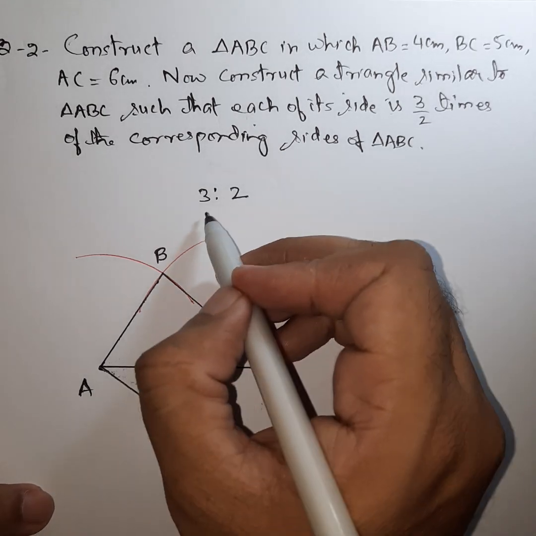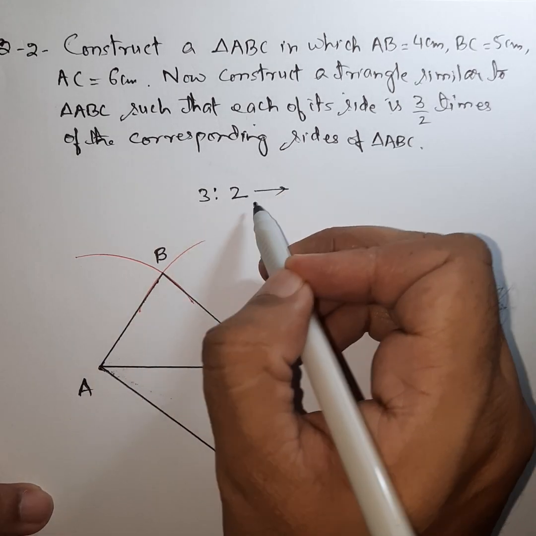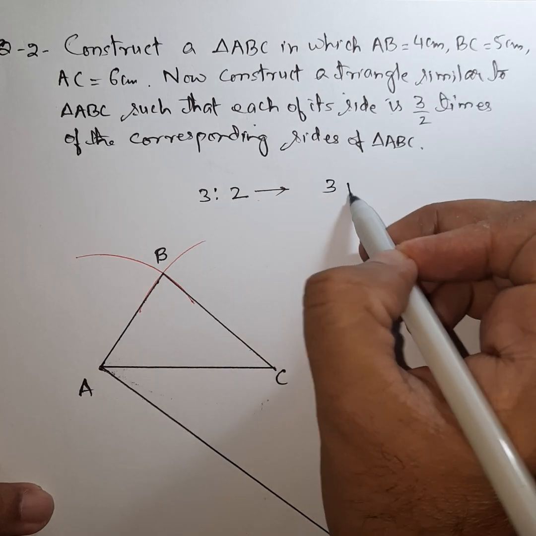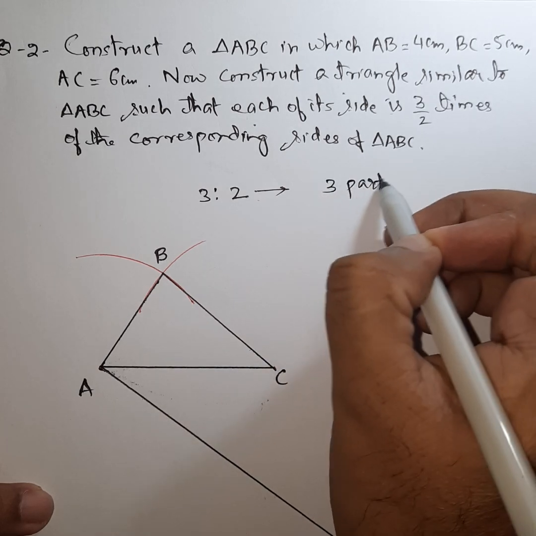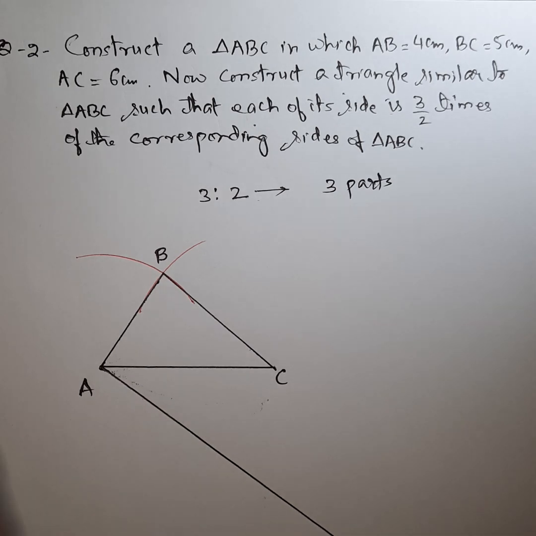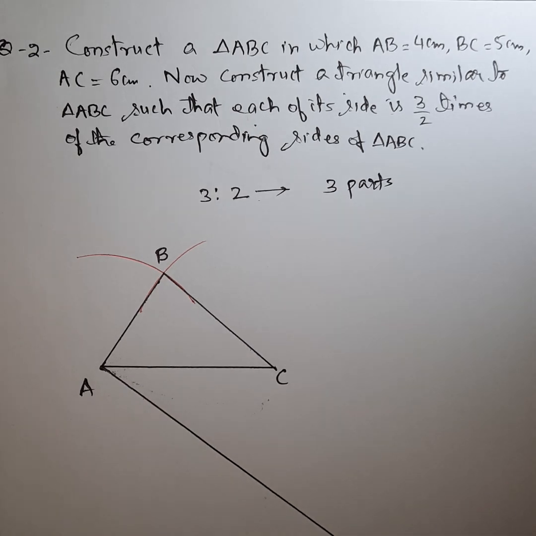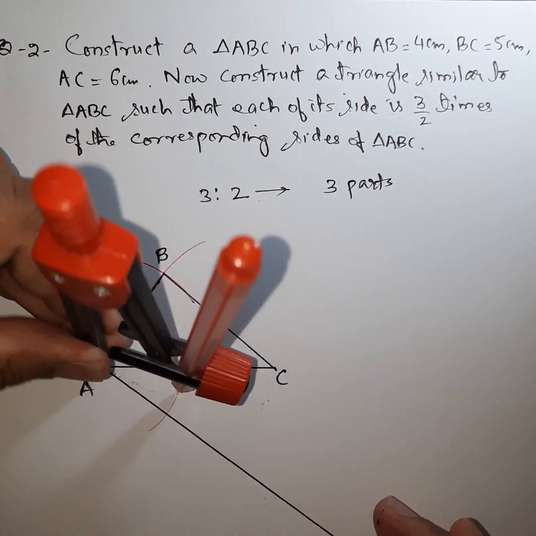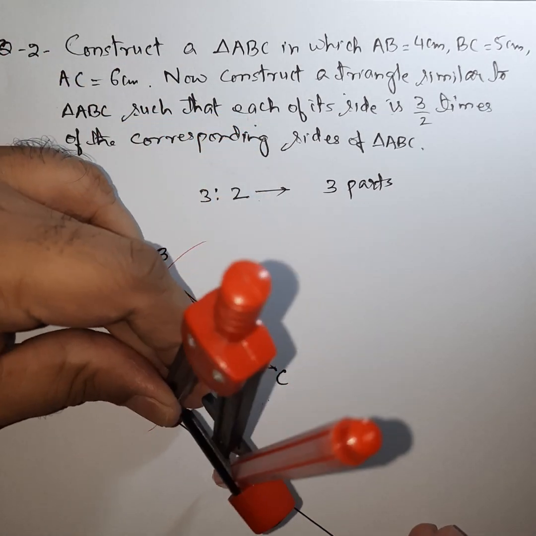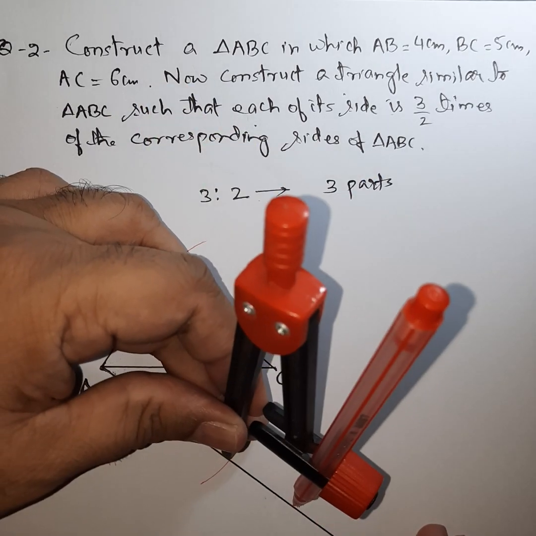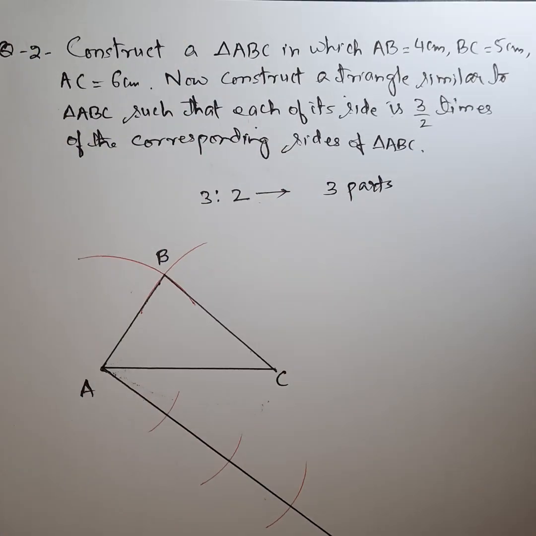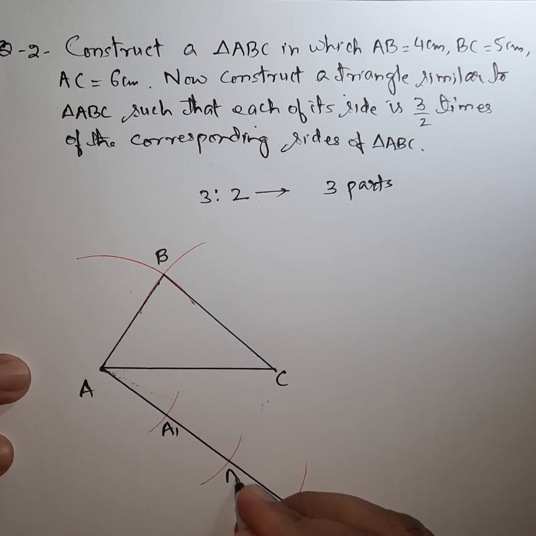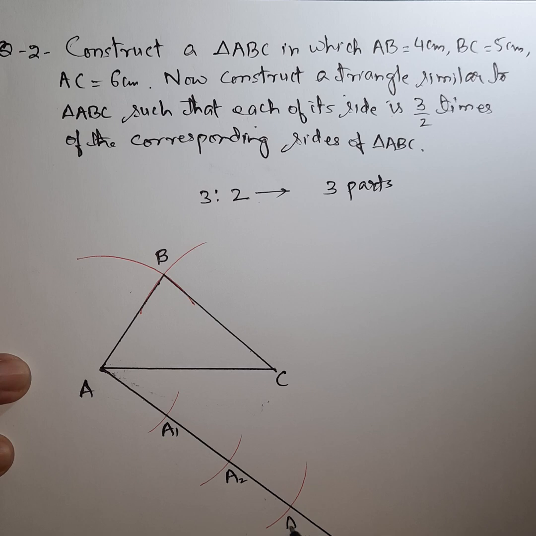Now let us see which is bigger, 3 or 2? 3. So 3 parts, we will draw 3 parts first. You can take any length, but once you have decided, then don't change it. So this is one part, second part, and third part. You can name them A1, A2, and A3.